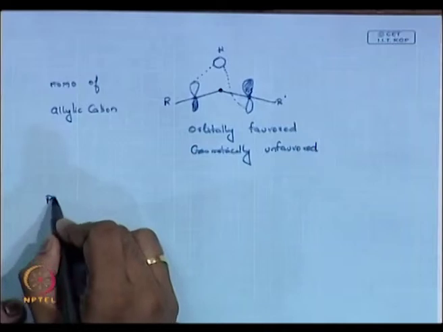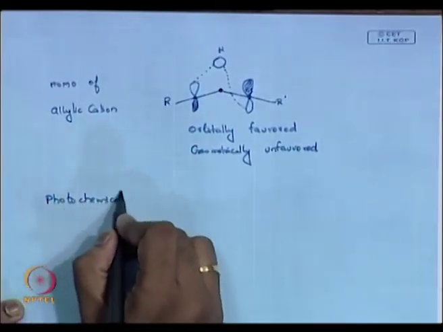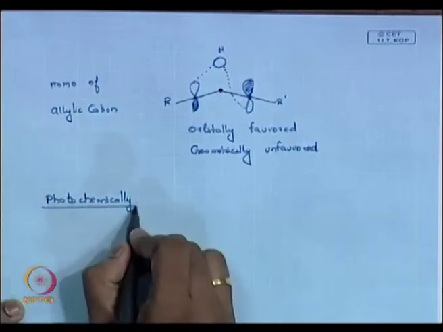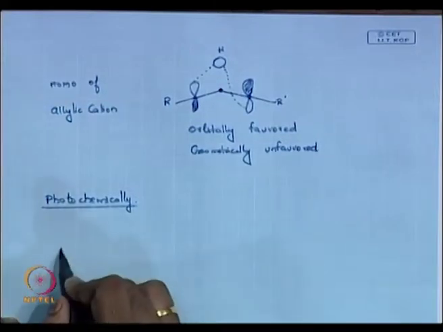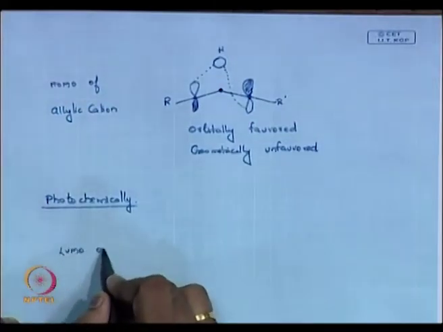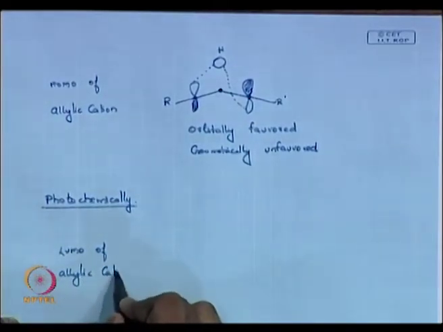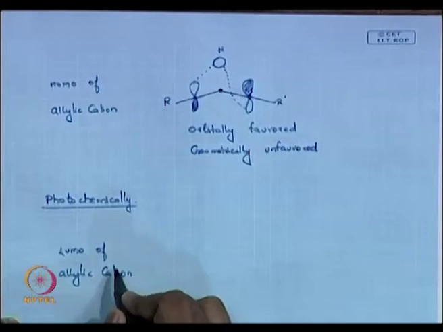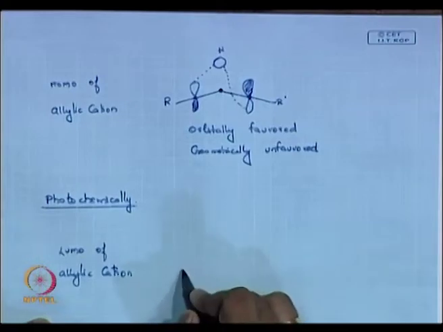Now, if you see the same system photochemically, what happens in light? In light I will be taking the LUMO. I will be considering the LUMO of the allylic cation. So, how do we draw the LUMO then?